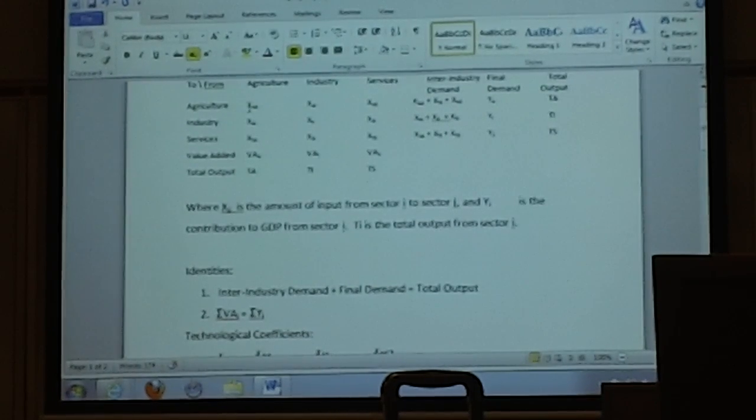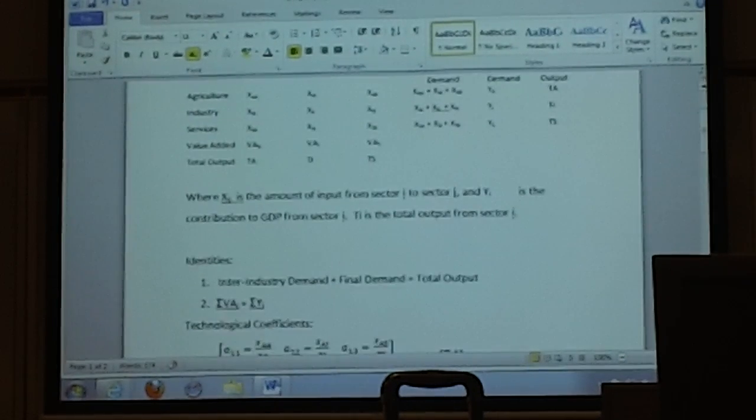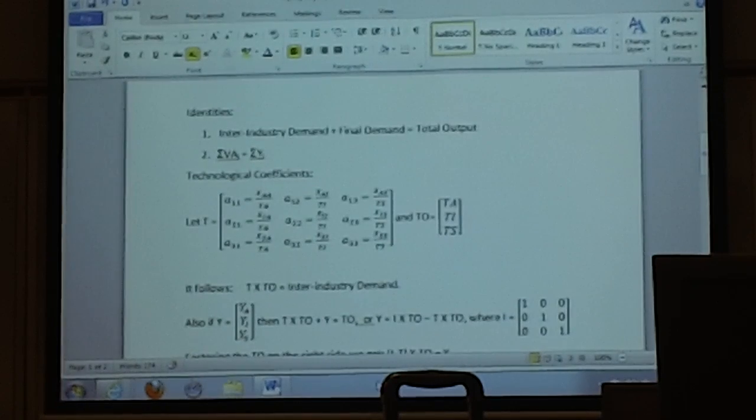If you take XAA and divide it by TA, you get A11. Take this and divide it by TA, you get A21. And this divided by that, you get A31. And so on for each of these columns. We call these the technological coefficients.